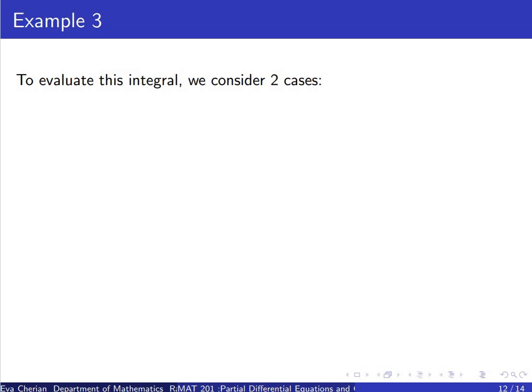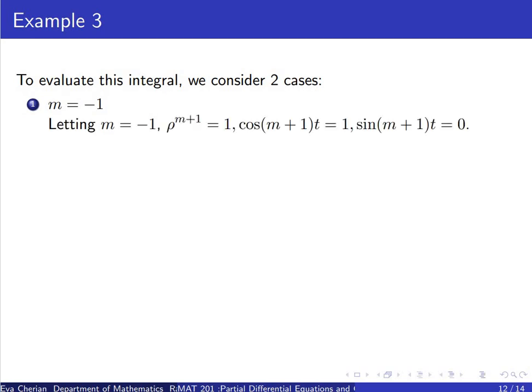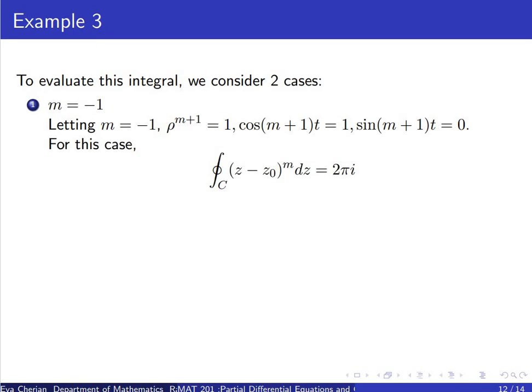To evaluate this integral, we will consider two cases. The first case is when m equals minus 1. If we let m equal minus 1 in the previous expression, rho raised to m plus 1 will be 1, cos of m plus 1 t is 1, and sin of m plus 1 t is 0. So for this case, the value of the integral will be just 2 pi i.